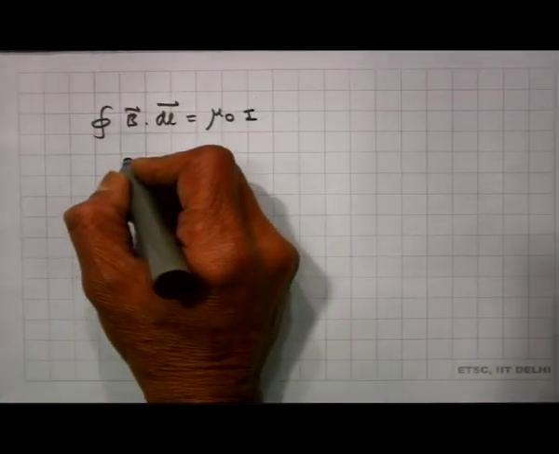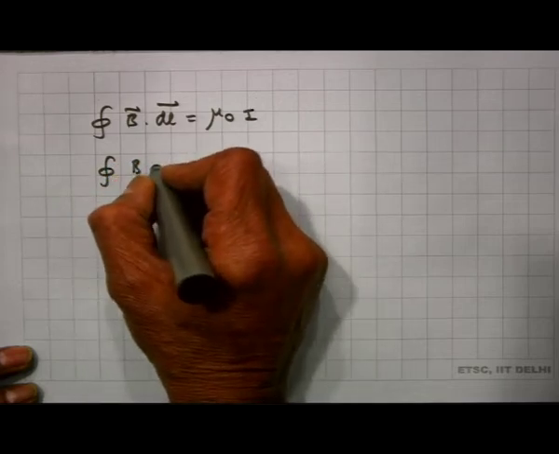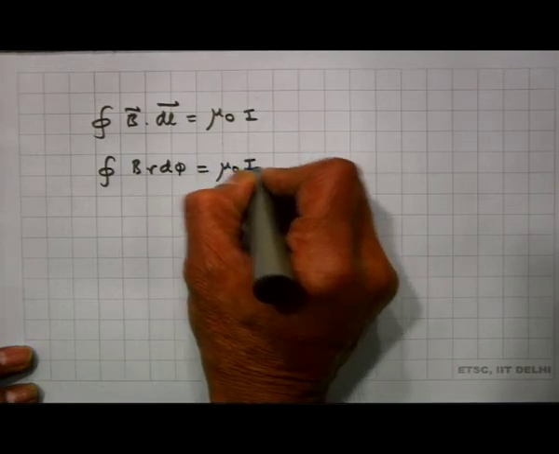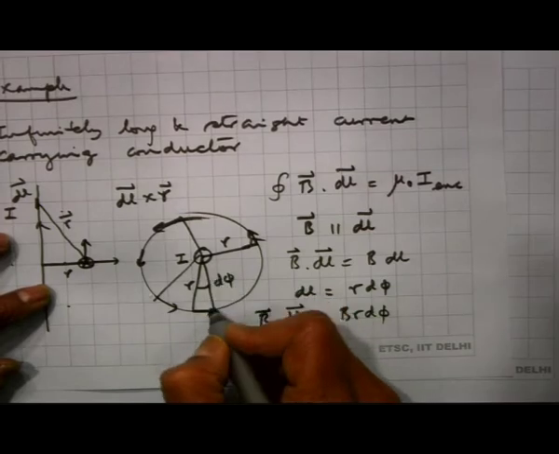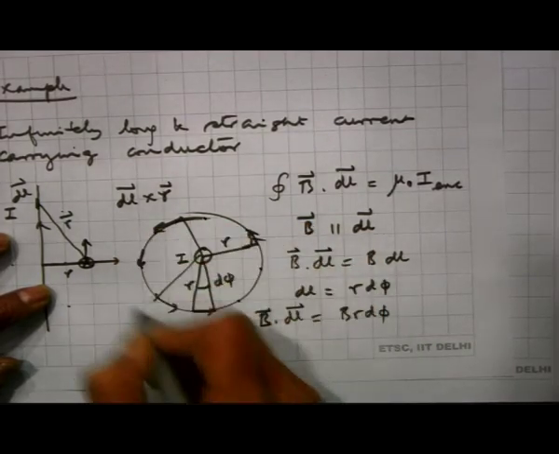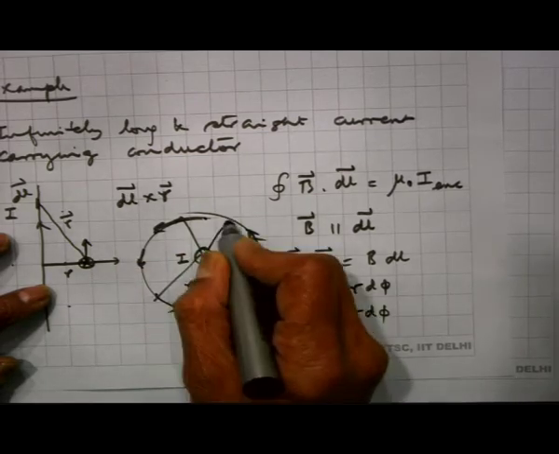So, this is nothing but integral B r d phi is equal to mu naught I. Now, B is independent of phi. B is the same here, here, here, everywhere, because I am taking a circular path with this wire at the center. So, B here, everywhere is the same.